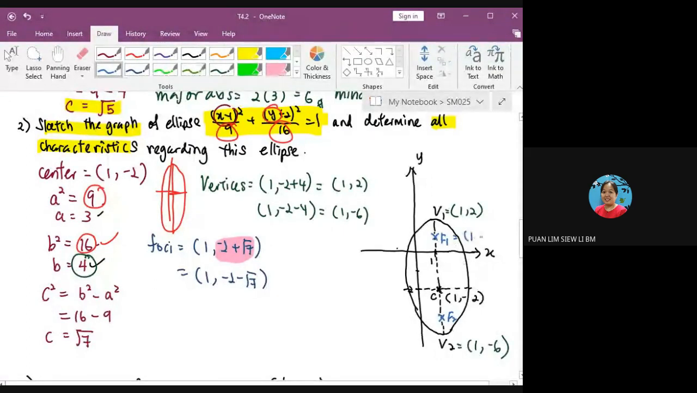So (1, -2 tambah √7), then (1, -2 tolak √7). Jawapan boleh dibiarkan dalam bentuk surd. Surd number is okay. Tetapi jawapan tak boleh dibiarkan dalam bentuk macam ini sebab ini tak habis kira, mesti tunjuk habis kira punya.